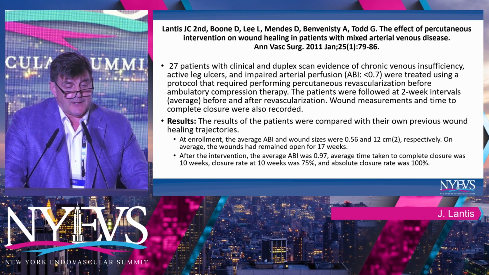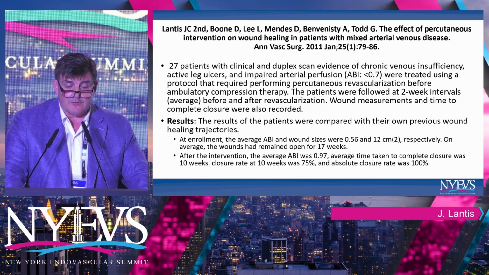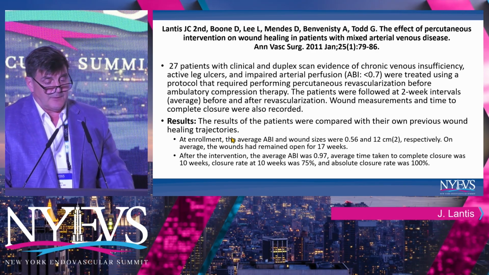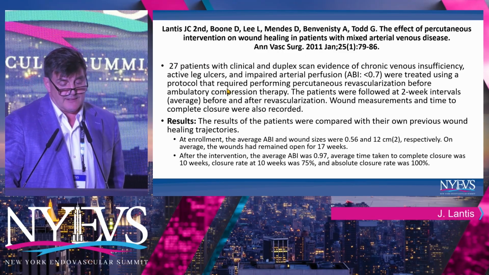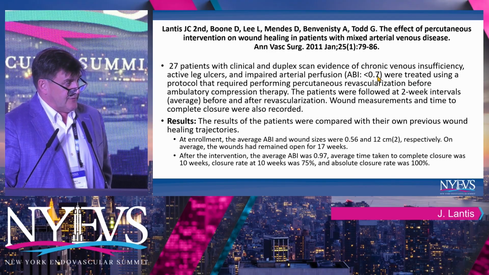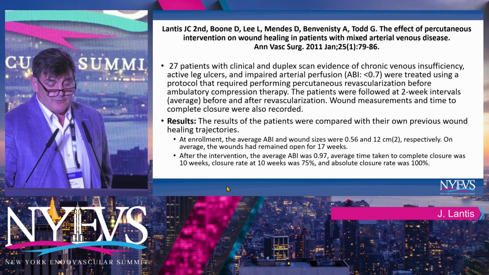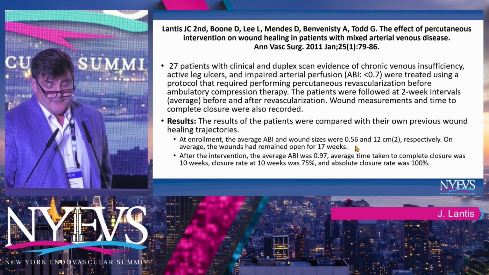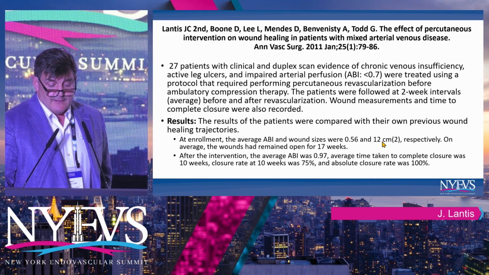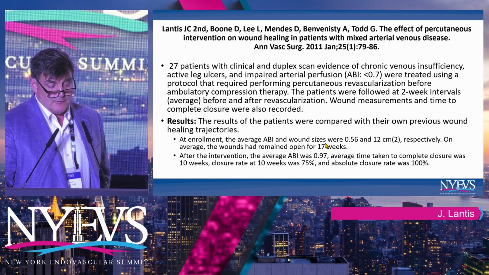debridement. This is a paper that was written by a couple of my fellows and a bunch of the folks over at our group about 13 years ago. And all this says is these are 27 patients with venous leg ulcers who had an ABI below 0.7, and we were treating them over the course of about 2 years. We treated them with compression, and they weren't doing great. And you can see that their ABI on average was 0.56, and their wounds were about 12 centimeters, and we treated them for an average of 17 weeks.